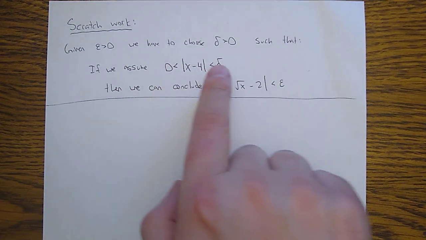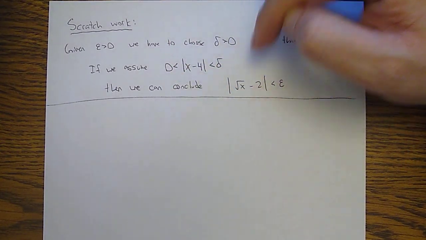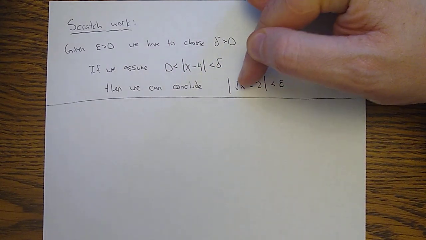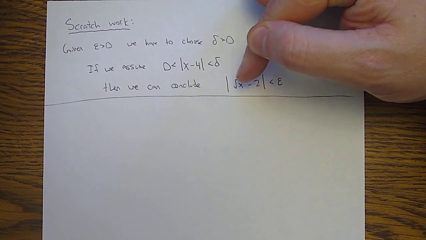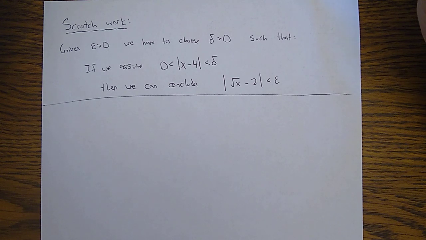In other words, if we assume that the absolute value of x minus 4 is between 0 and delta, then we can conclude that the absolute value of f of x minus L, and this is f of x and this is L, is less than epsilon. So how are we going to do that? Typically, and for the examples that we've done so far, there's a little bit of algebraic trickery happening.